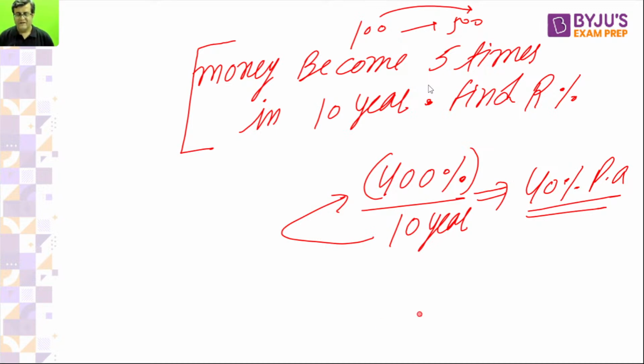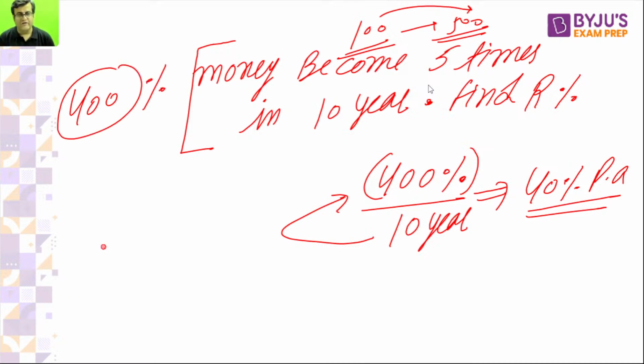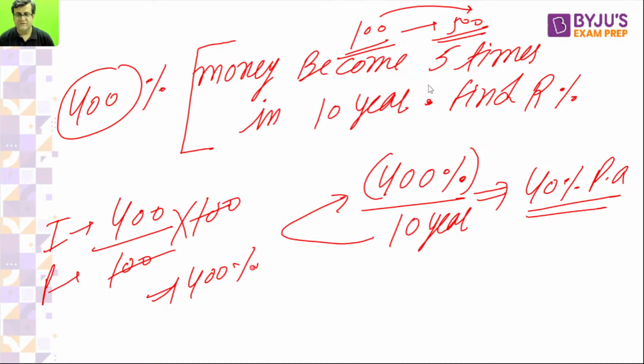Beta, I deposited 100, I got 500. It means I got 400 as interest. This is the rate. If I give you 100 rupees and you give me 500, how much interest did I get? 400. So this much is the rate. Because 400 is the interest, but principal was 100, multiply by 100. So in rate you got 400%.